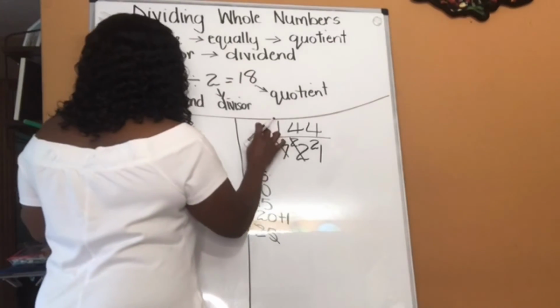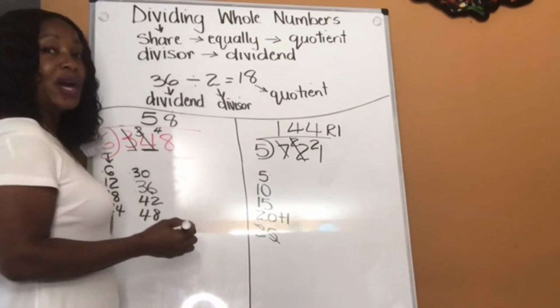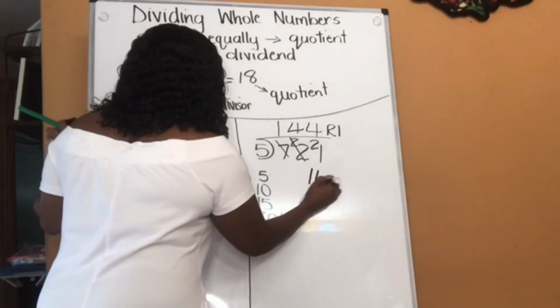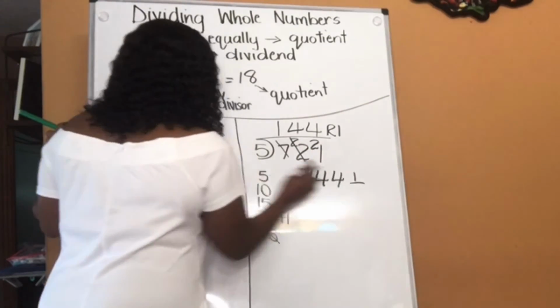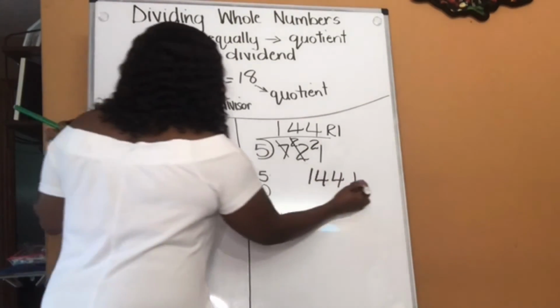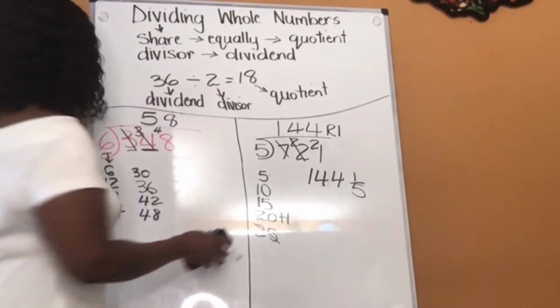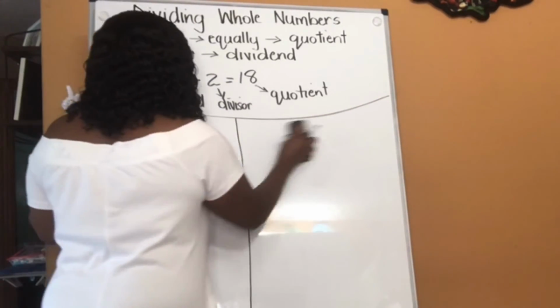So it is 144 with a remainder of 1. And later on, you might learn to write it as 144 and 1/5: your remainder is 1, and you put it over your divisor, which is 5. I'm going to do one more with a bigger number, just so you see that it's the same procedure over and over again.